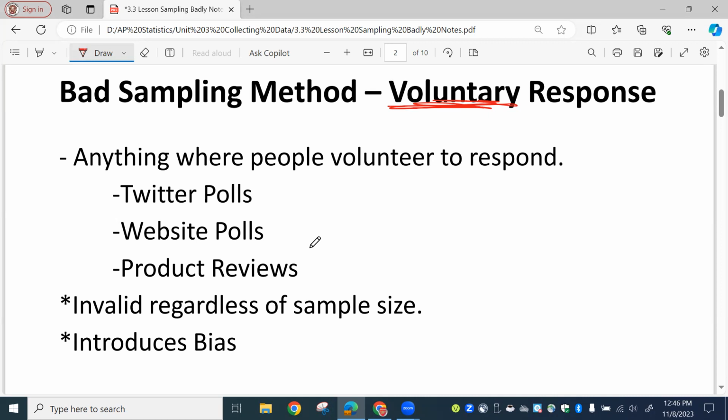So if I do a Twitter poll, let's say about the English Premier League, some people who feel strongly one way or the other about it will answer, but there's probably a lot more people whose opinions we want, who might not be on Twitter, who might not like to answer Twitter polls, things like that. And this makes our sample invalid and it introduces a bias.